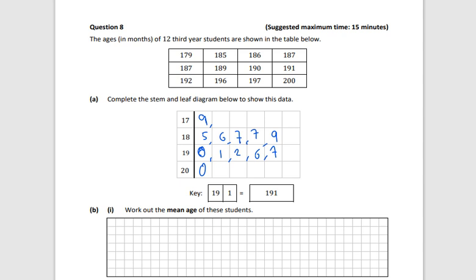Now work out the mean age of these students. So you're just going to add up all of the numbers. You don't have to even read it off the stem and leaf plot. You can just go back up here and type all those numbers into the calculator and add them all together. And then you're going to divide your answer by 12 because there's 12 numbers there. When you do that, then you should get 189.9. So that's rounded off.